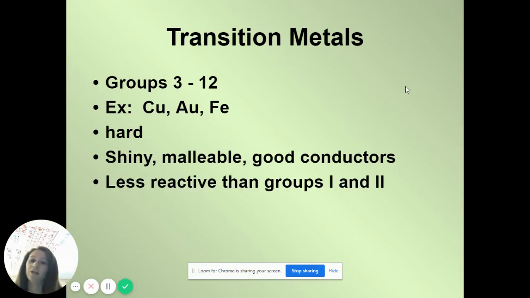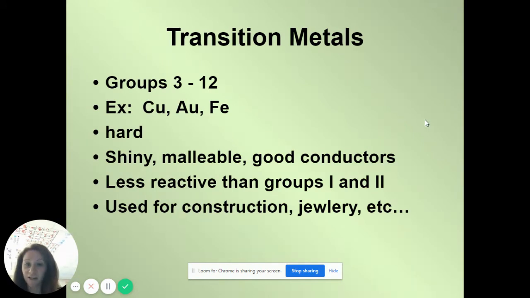And they are way, way less reactive than groups 1 and 2. If you put a chunk of gold in water, nothing's going to happen. If you put a chunk of iron in water, nothing's going to happen for a while. Eventually it's going to rust, but it's going to take a really long time. So way less reactive than groups 1 and 2.